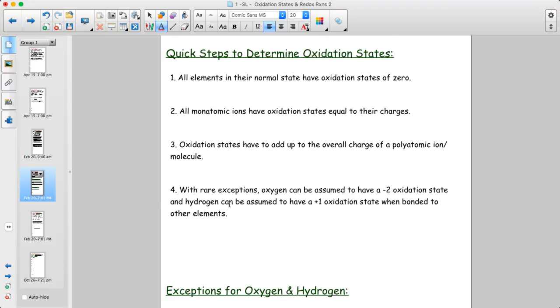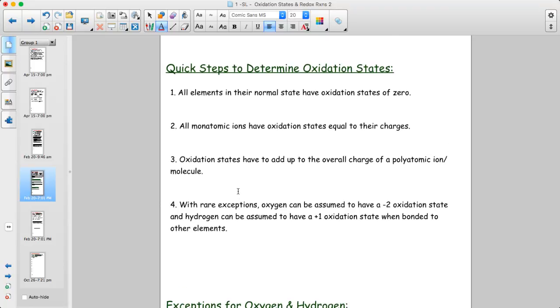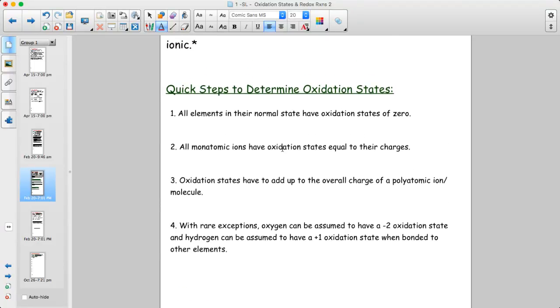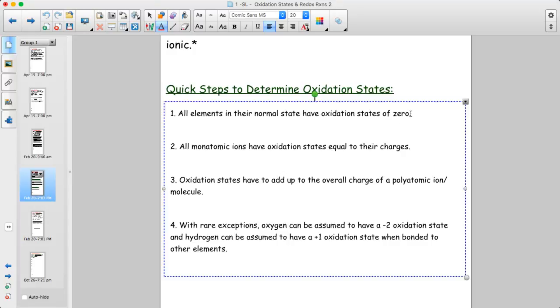So the quick steps for oxidation state are as follows. Number one, all elements in their normal state, so like their normal phase of matter, have an oxidation state of 0. That means that if you see copper solid, it's got an oxidation state of 0. If you see something like oxygen gas, normal oxygen gas, it has an oxidation state of 0. So any element in its normal form, oxidation state of 0. We know elements have no charge, and so that's why that's the rule.